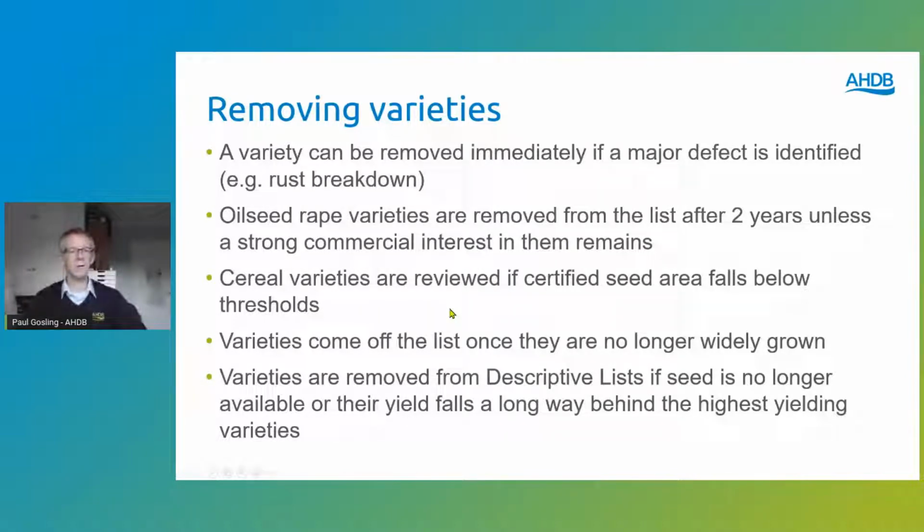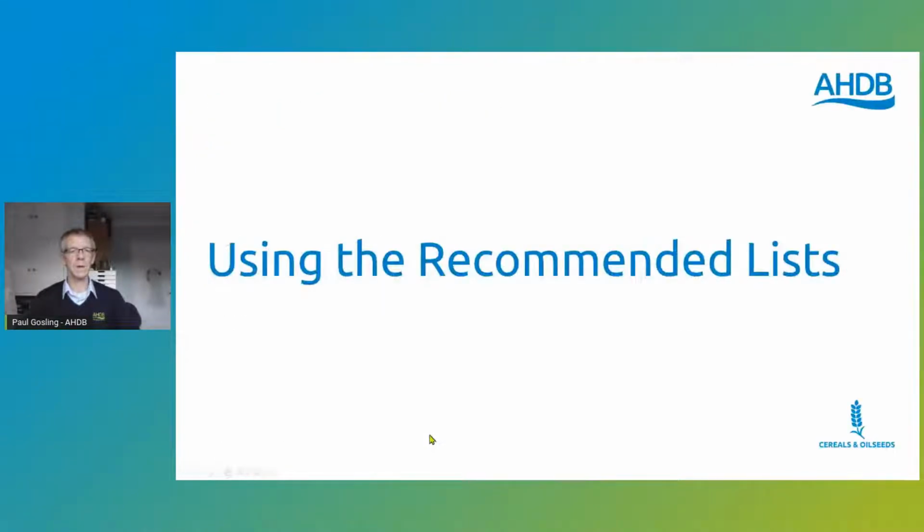Cereal varieties are reviewed if their certified seed area falls below a certain threshold. That threshold varies depending on what sort of wheat it is. And varieties generally come off the list once they're no longer widely grown. Varieties are removed from descriptive lists if seed is no longer available, if their yield falls a long way behind the highest yielding varieties, or if the breeder says they don't want them to appear on the list anymore, and that does sometimes happen.